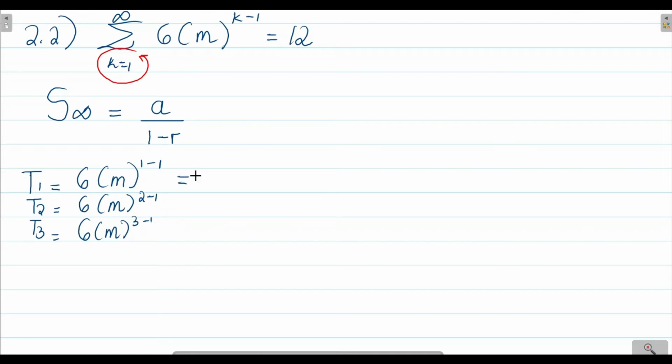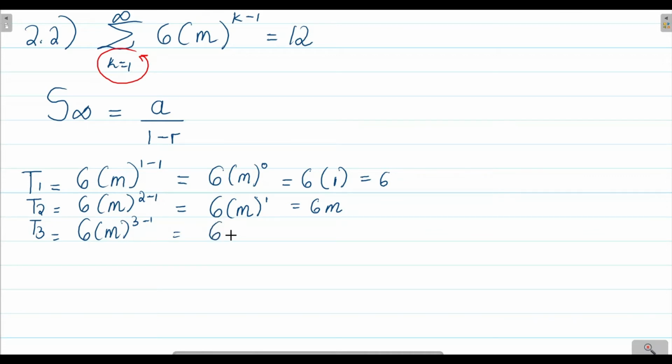We're going to simplify that further. So it's 6m to the power of 0, and anything to the power of 0 is equal to 1. So the answer here is 6. Then we continue: 6m to the power of 2 minus 1. 2 minus 1 is 1, so it's going to be 6m. And then the last term, term 3, is 6m to the power of 3 minus 1, which is 6m squared.